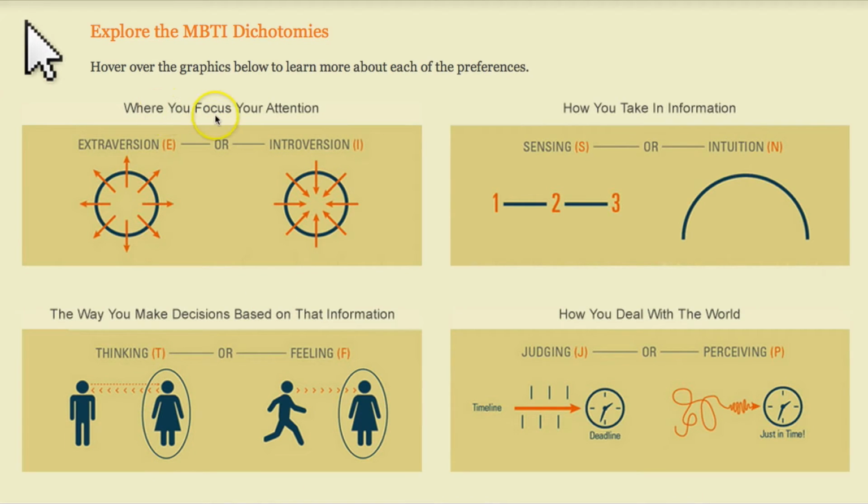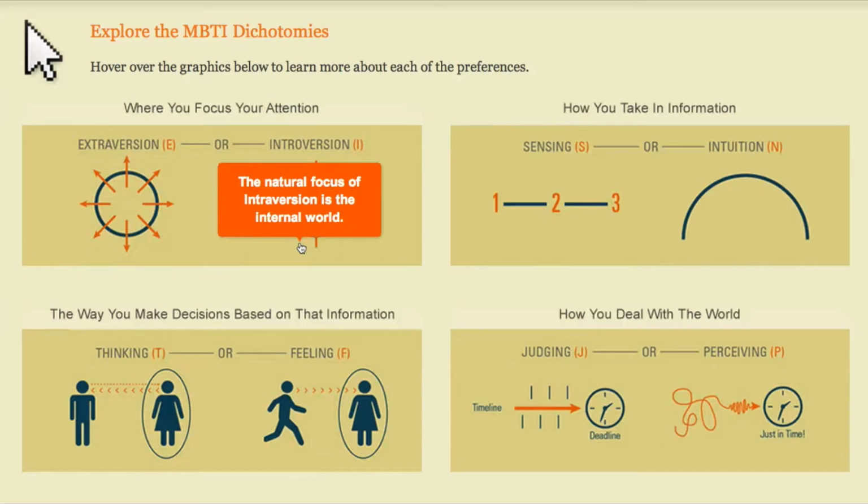Okay, so where you focus your attention. If you have a preference for extroversion, you are energized by being with other people, have a tendency to think out loud, talk more than listen, are easy to read, easy to get to know, and share personal information readily and freely. If you have a preference for introversion, the natural focus is in the internal world. These are people who are energized by spending time alone, think things through in their heads, listen more than they talk, are more private, and prefer to share information with a select few.